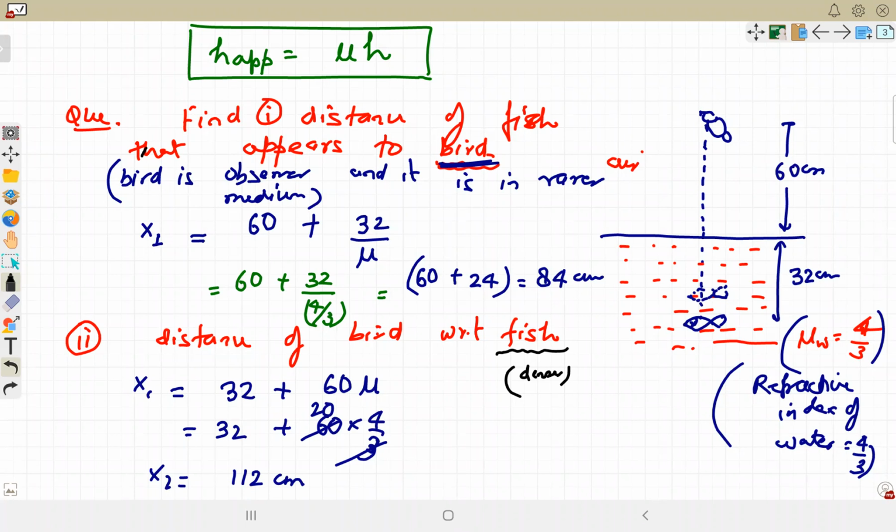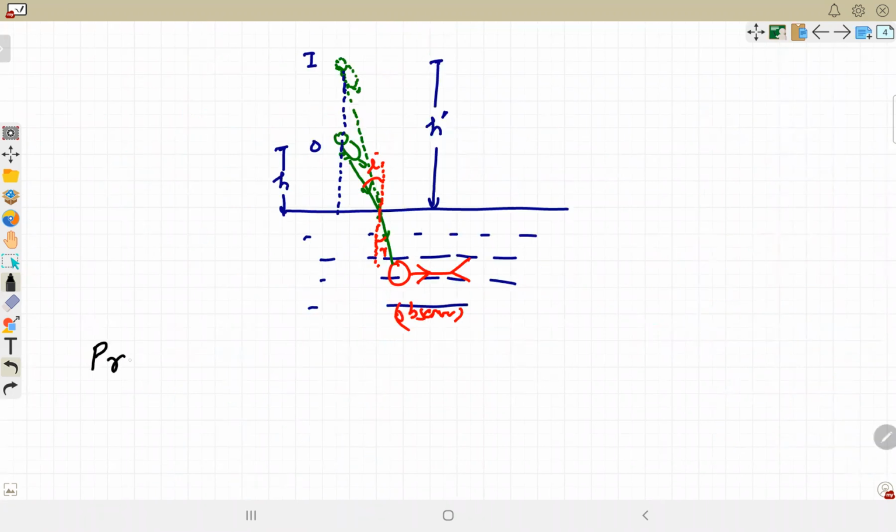Understood? You asked the doubt about when we divide by μ and when we multiply by μ. Clear? Now some consequences of the refraction of light, some practical observations where we observe refraction. We'll try to discuss it practically. It is written in the book, some practical observations of refraction of light.